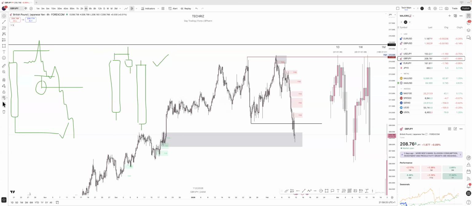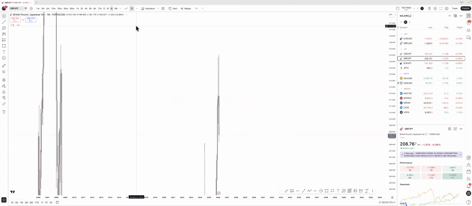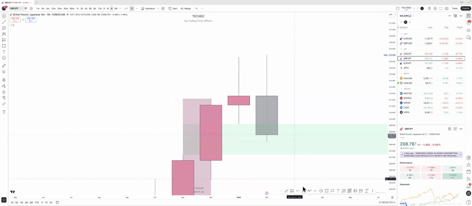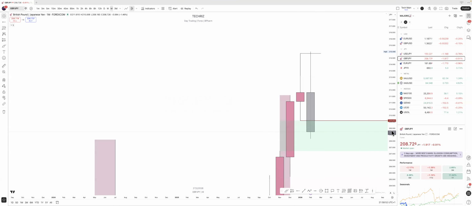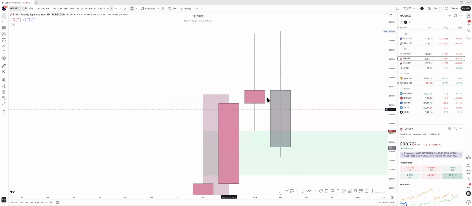Now, this is what we are seeing happening. Let's go to the monthly so you see it clear. Can you see it? This is the spinning top. Can you see small body with wicks on both ends? This is a spinning top. It is liquidity. And you can see what price did.